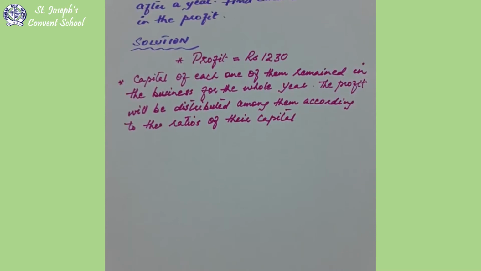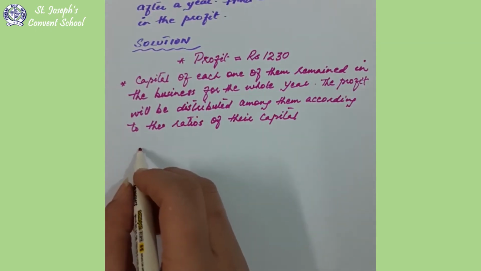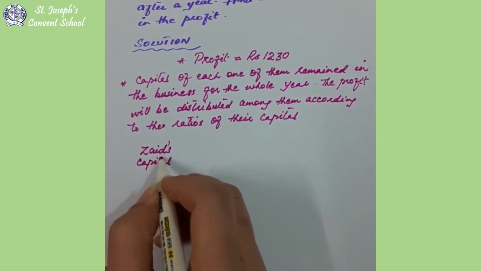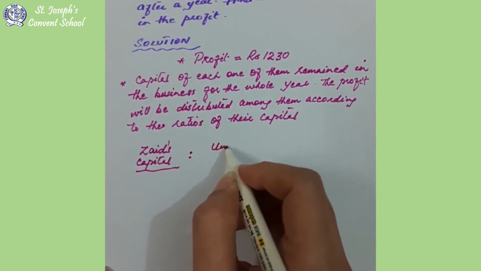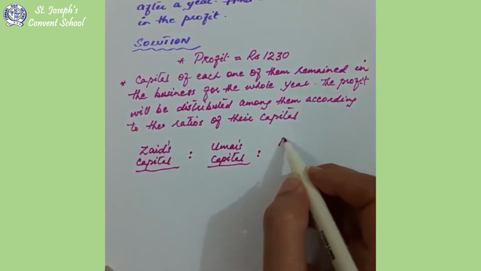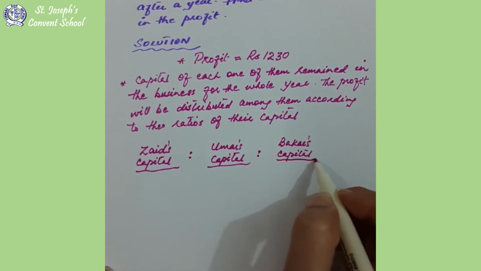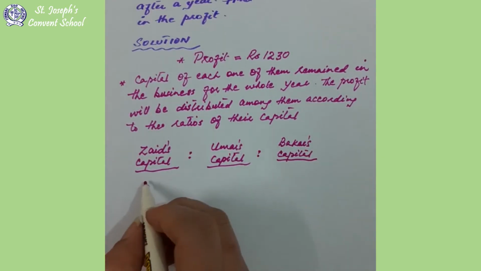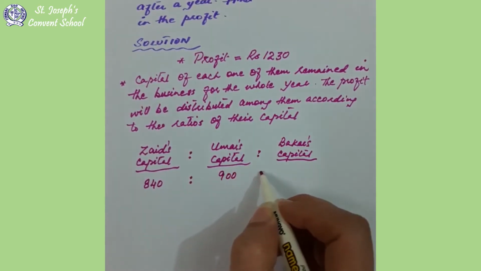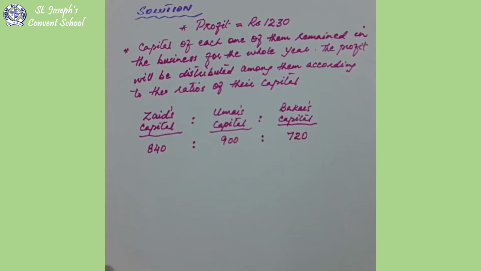Let's write the names first. There are three names, Zaid, Umar and Bakr. So we will write Zaid's amount first. Zaid's capital is to Umar's capital is to Bakr's capital. These are the three persons who invested the amount. So Zaid's amount is rupees 840 is to Umar's 900 rupees and Bakr's is 720 rupees. These three amounts.